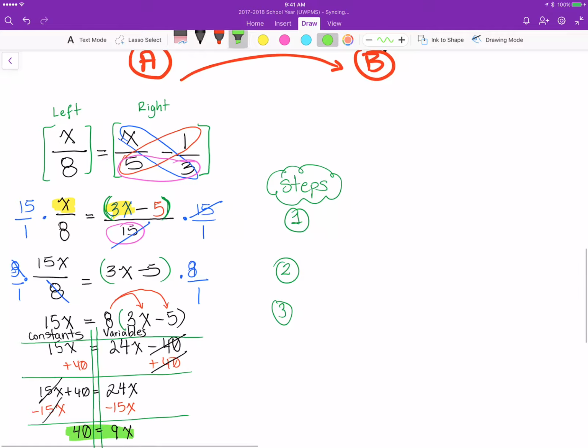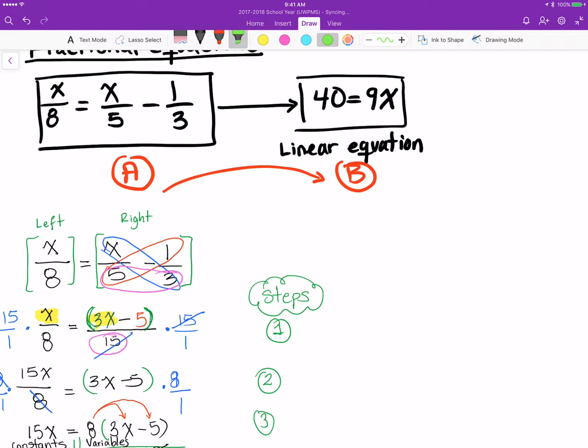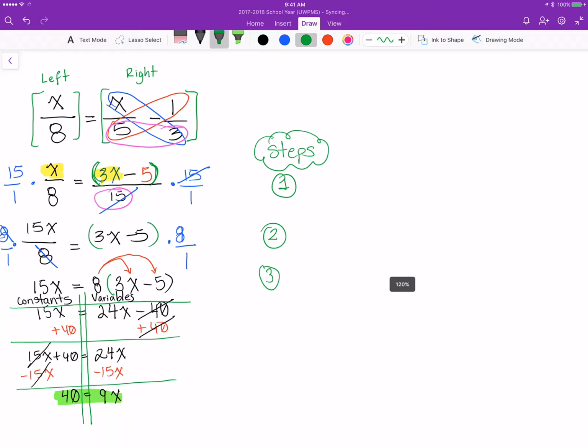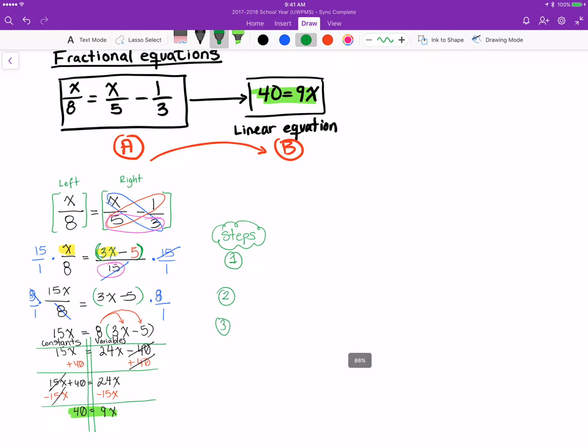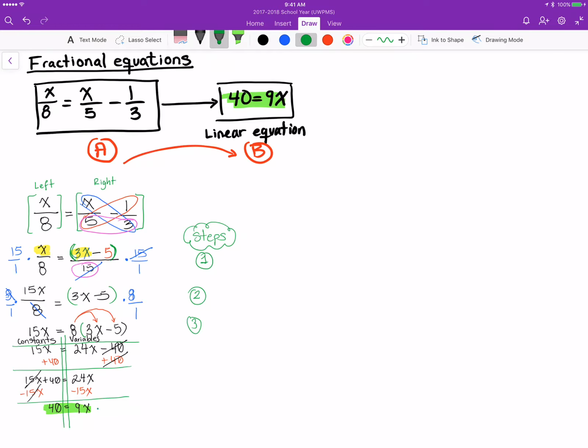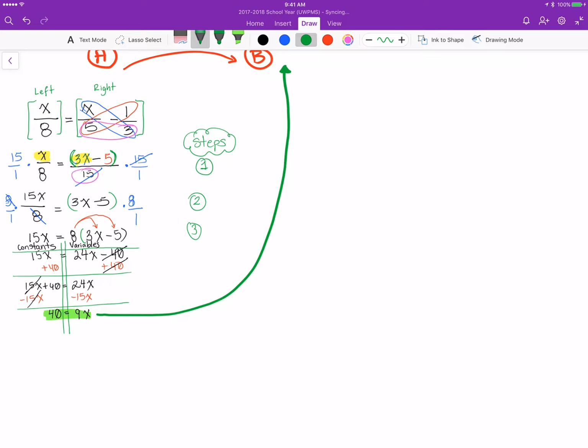This is my famous step B right here. So we did a lot of steps to get there. That's okay. We're training our brain to think through a series of steps.